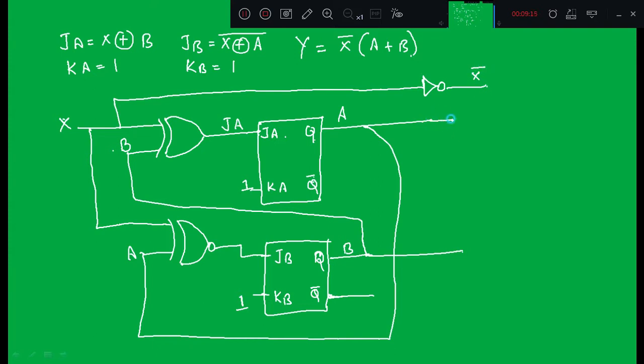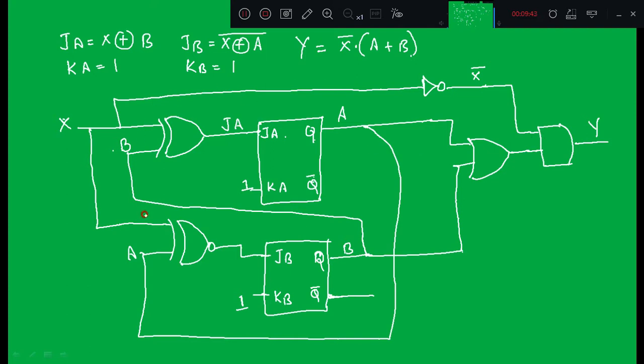Inputs are A and B. Take A, take B, you perform a logical OR operation and give it to an AND operation, right? So we need to convert all these outputs into a single output based on the final expression, which is Y, right? So the operation between X bar and A plus B is logical AND, right?